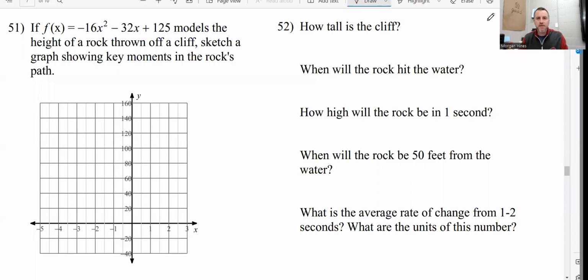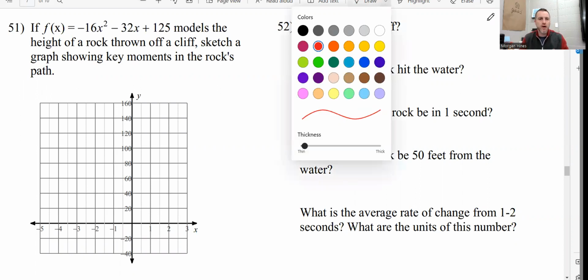Hello, hello. We've made it to the one that you've been dreading, maybe, about a quadratic where we actually have to try to interpret what the equation is saying to us. It says that there's this equation, and it can be used to model the flight of a rock that has been thrown off of a cliff. Sketch a graph showing key moments in the rock's path.